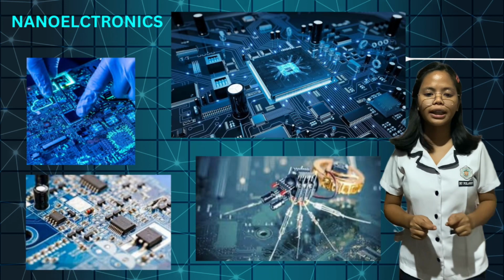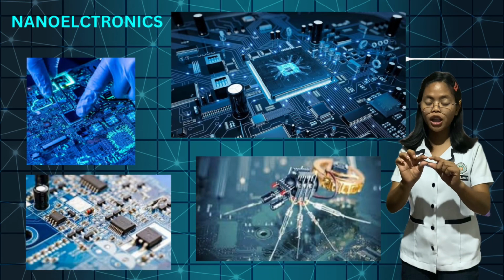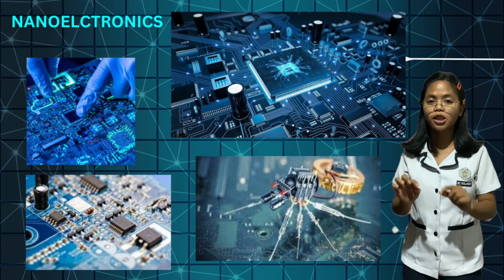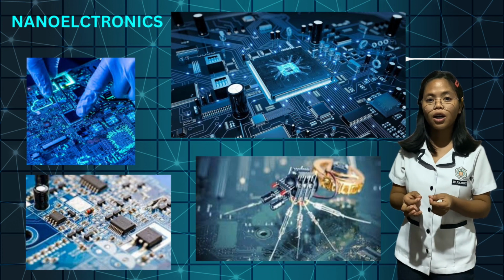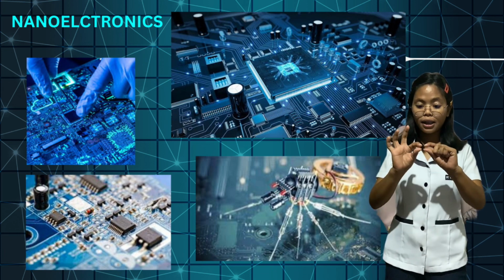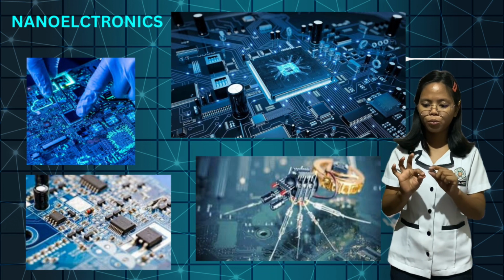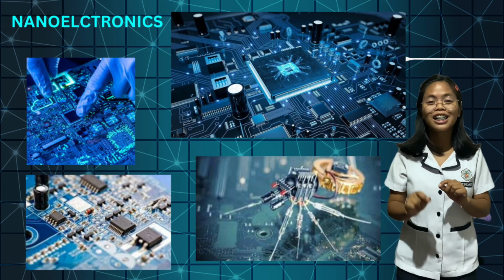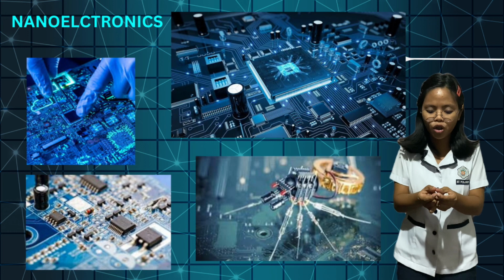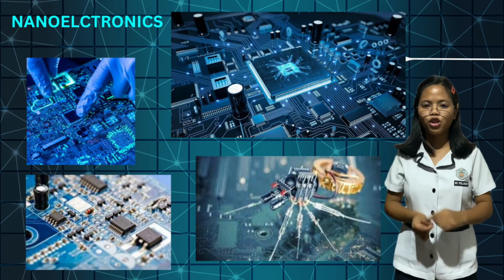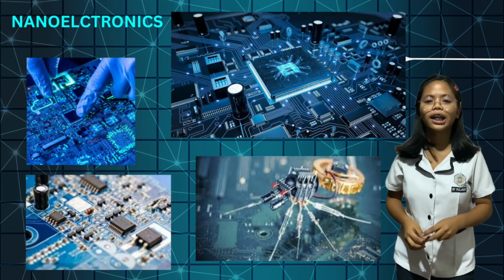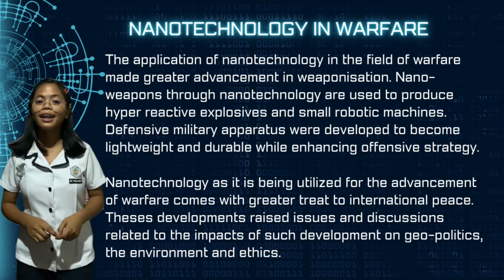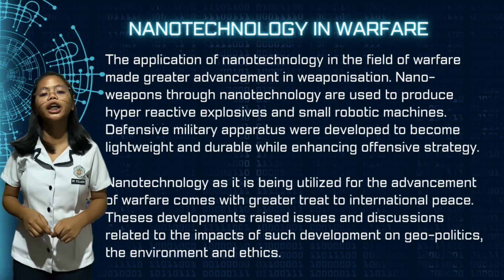For example, ng nanoelectronics, yung mga chips, mga small chips, memory chips baga, na makikita natin sa computers, kadalasan makikita mo yung mga silver part, yung mga sa electronics chips baga. Yon. That is nanoelectronics.